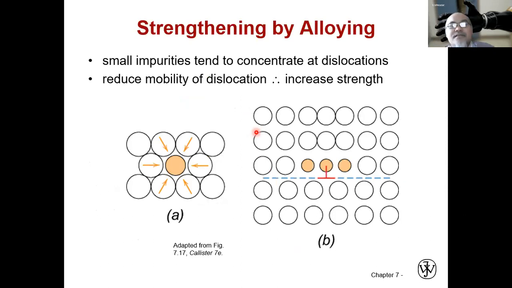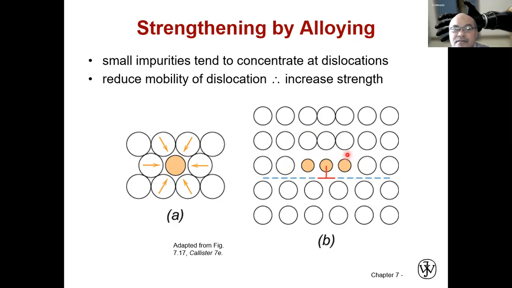Small impurities tend to concentrate at the dislocation part, and this will reduce the mobility of the dislocation, which, as a result, will increase the strength. Here, for example, we have this plane, and we introduce smaller impurities.